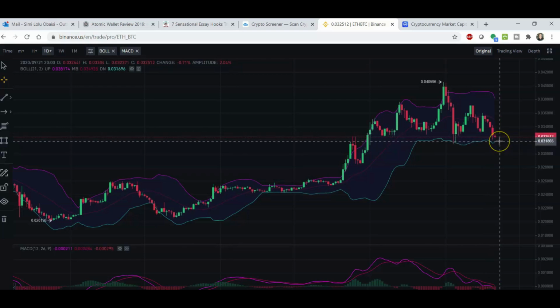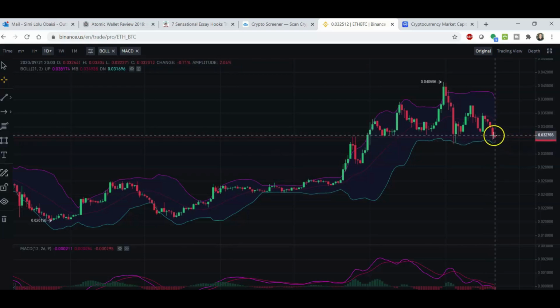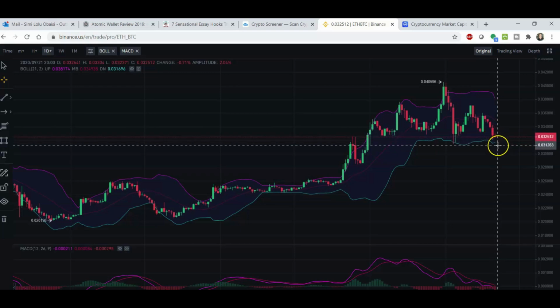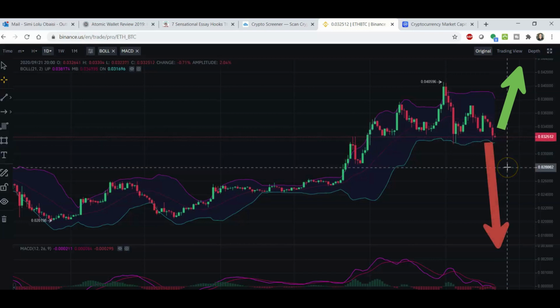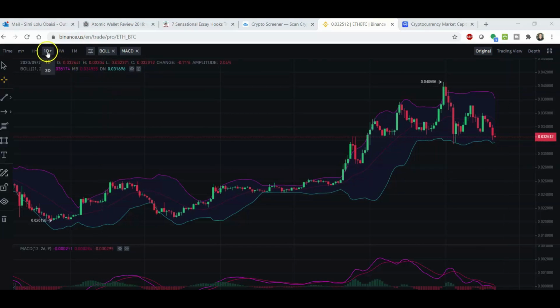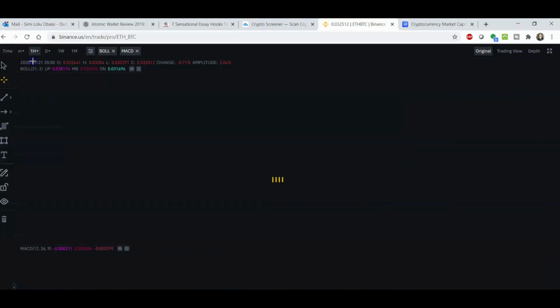The big question now is, can price action bounce off the lower Bollinger Band, or is it going to break down through the lower Bollinger Band? Now we're looking on the daily chart. Let's look on the lower time intervals. Let's look at the 1 hour.